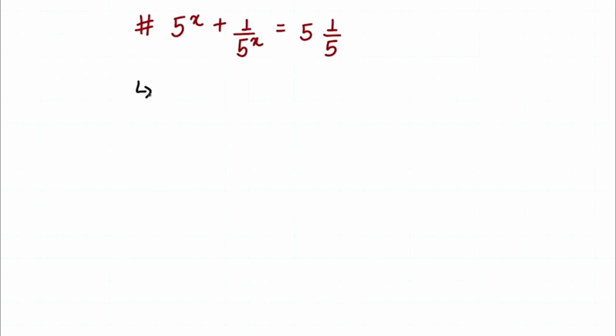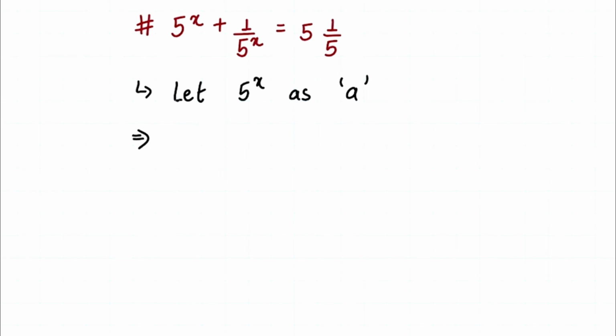And that trick is we have to suppose this 5 to the power x as something. Okay, so let's suppose 5 to the power x as anything. It could be a, b, c, d, anything. But for now, I'm going to assume that as a. Okay, so after that, it's pretty simple.